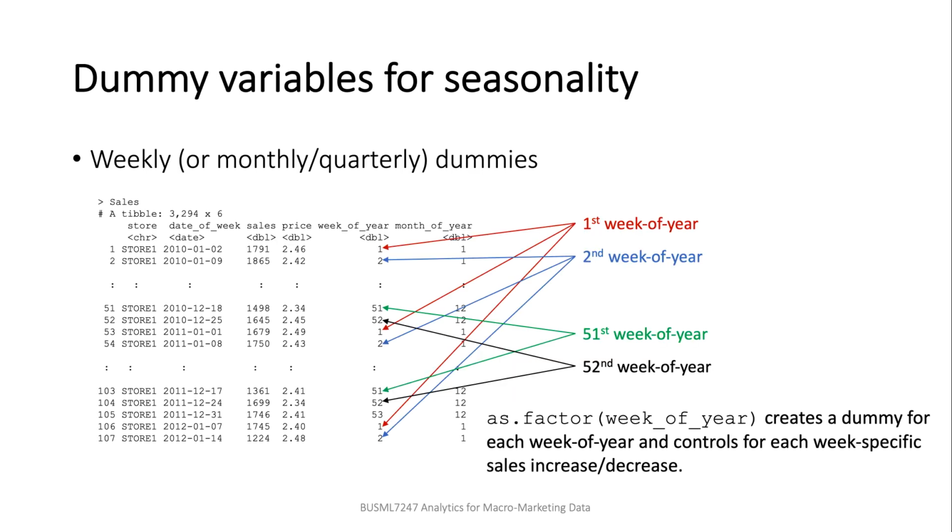This is the dataset of yogurt sales that was plotted. From the date information, we can extract the week number, and using the as.factor function, we have all 52 weeks' effects.